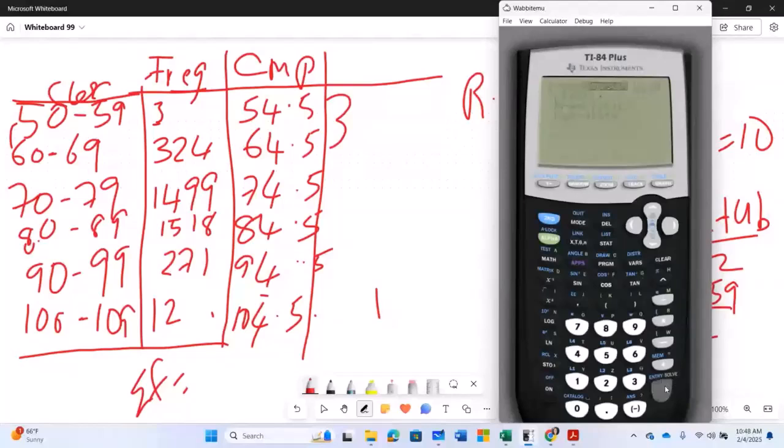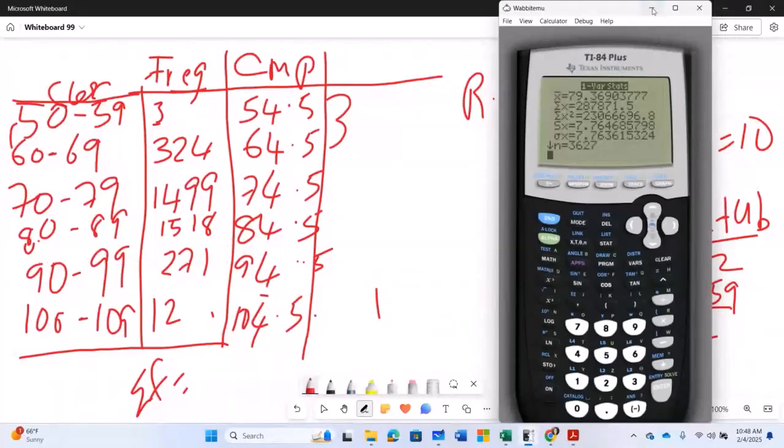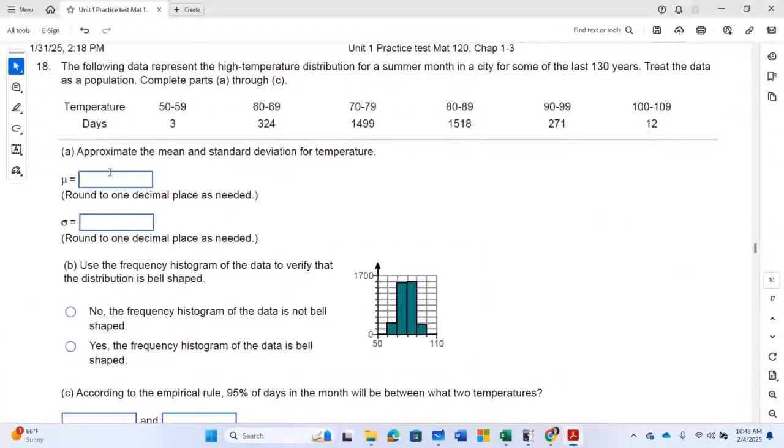Therefore, I have just calculated the one variable statistics. The question asked me to find, let me go back to the question so we can figure out what it is asking us to do. The question is asking us to find the mean and standard deviation. So let's get the mean and standard deviation.